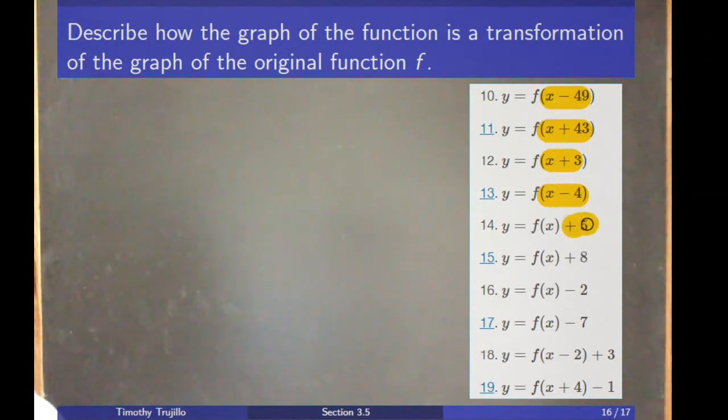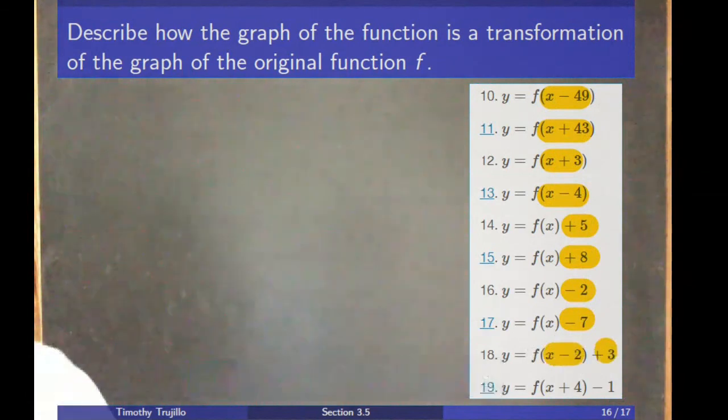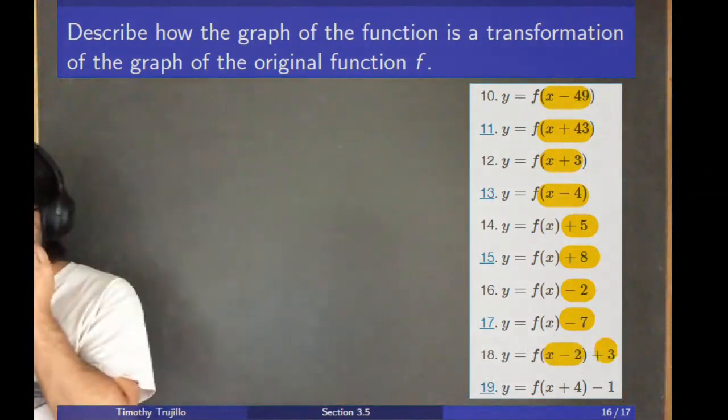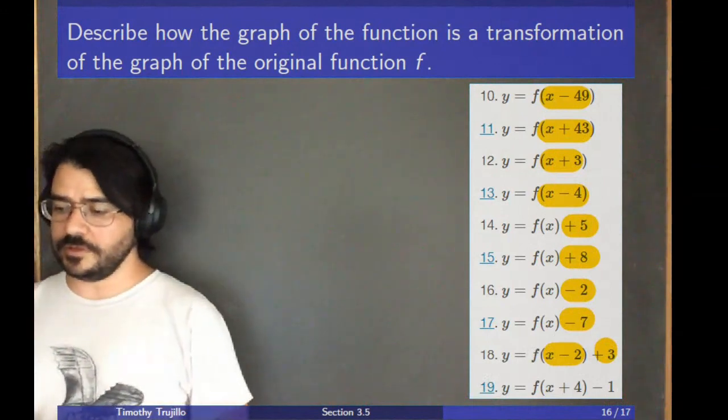Okay, so now notice the difference, right? So now we're adding to the outside. So what's this one? What's the difference here? Up 5. This one? Up 8 here. Down. This one. Down 7. Okay, and then this is a combo one, right? What's going on here? We've got two things going on, this minus 2 and the plus 3. Where are we going there? Right 2, up 3, good.